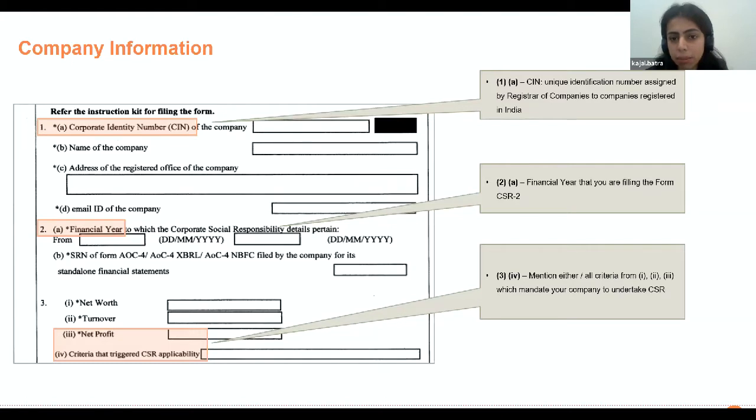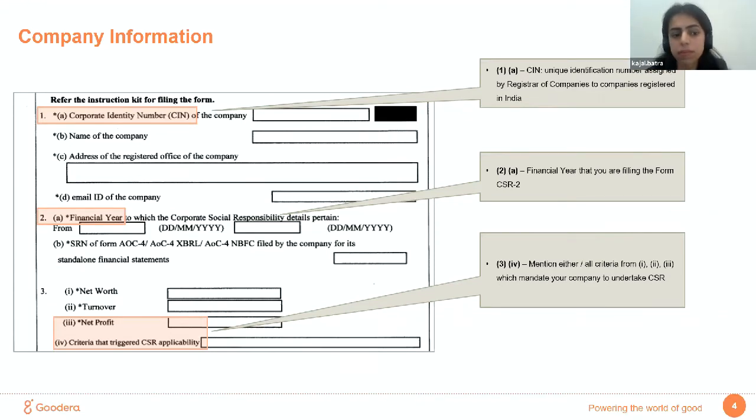The CIN number, the financial year followed by the company, the SRN of the form filled for standalone financial statements. These can be obtained from the CS or the compliance teams in charge of these filings in your company. In addition, the CSR Form 2 is also asking for information that triggers the CSR eligibility of your company. Information on net worth, turnover, and net profit has been requested for.